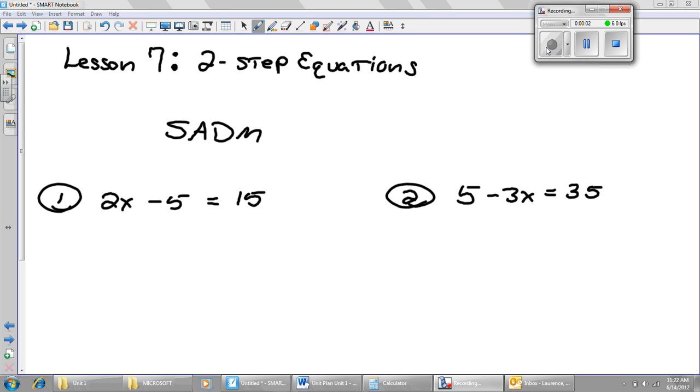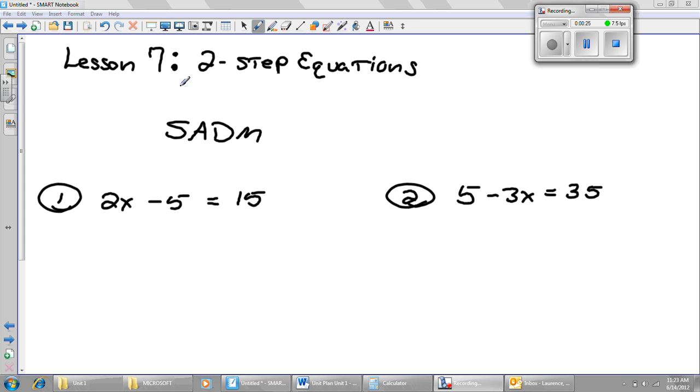Hello, algebra students. Here we are with another flipped lesson, and this one is going to be on solving two-step equations. Now, I'm expecting you already know how to do this. These shouldn't be that difficult, but I will go over it, and we have to have this mastered. So take this seriously. We'll probably spend a day or two, or more than a day, on this, because you have to be an expert at this.